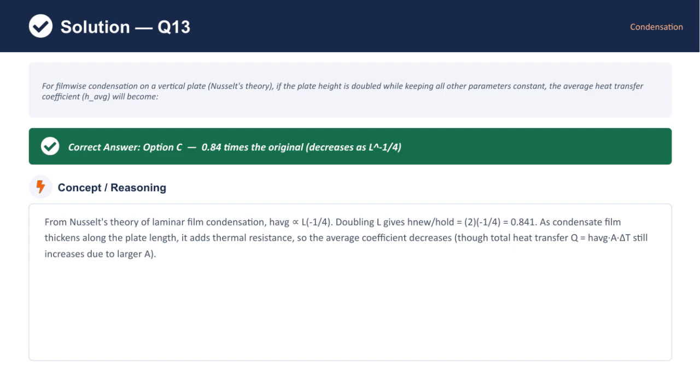This happens because as the condensate film grows thicker along the plate, it creates additional resistance to heat transfer. However, even though the average coefficient decreases, the total heat transfer still increases since the surface area of the plate, where condensation occurs, is larger. This subtle balance between film thickness and plate size is essential to understanding heat transfer in condensation processes.